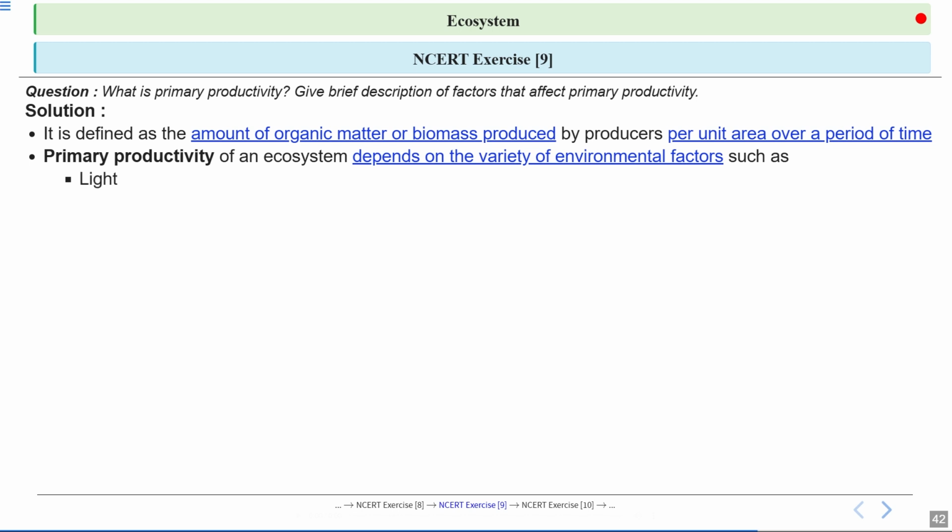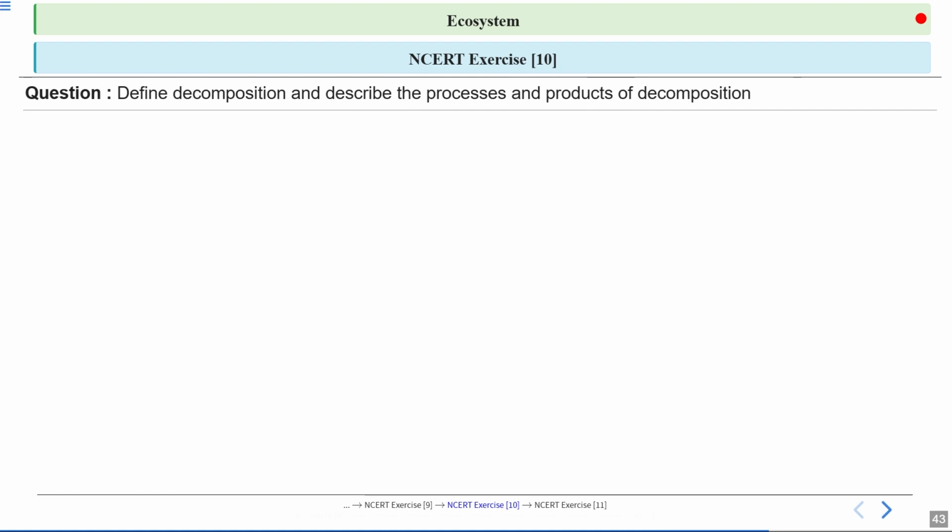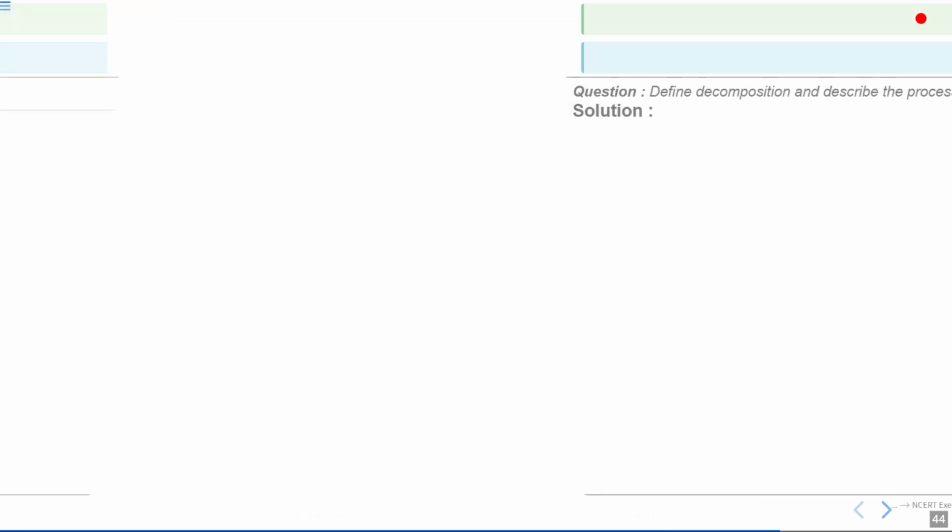These are light, water, precipitation. It also depends on the availability of nutrients and the availability of plants to carry out photosynthesis. Next question, define decomposition and describe the processes and products of decomposition.